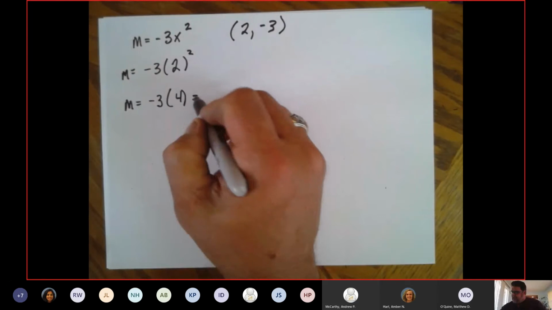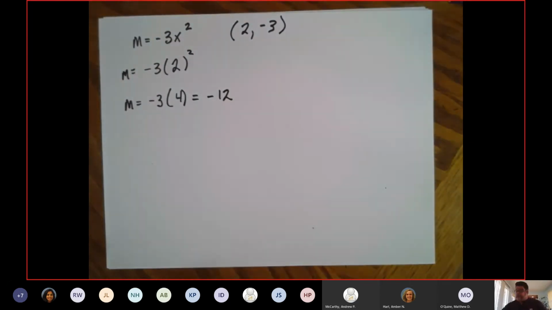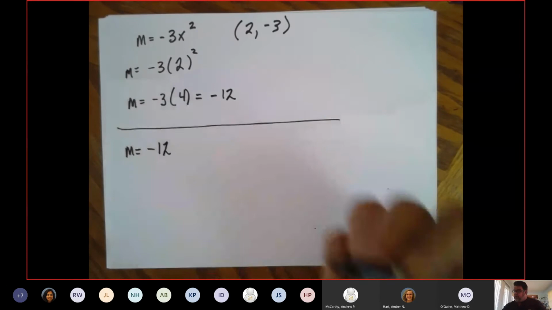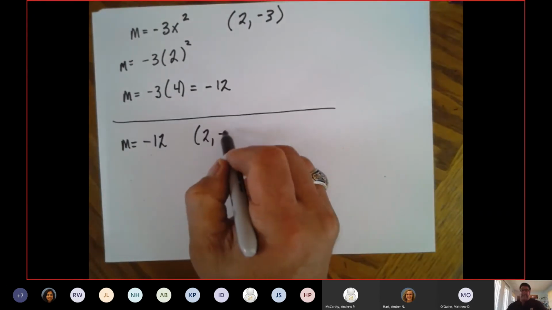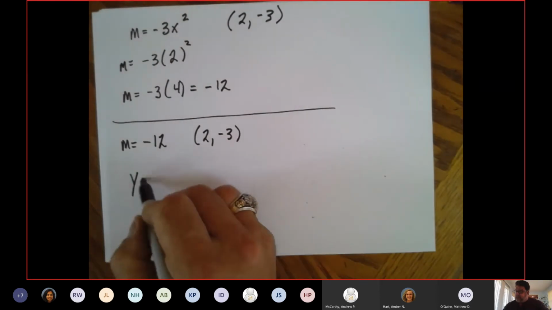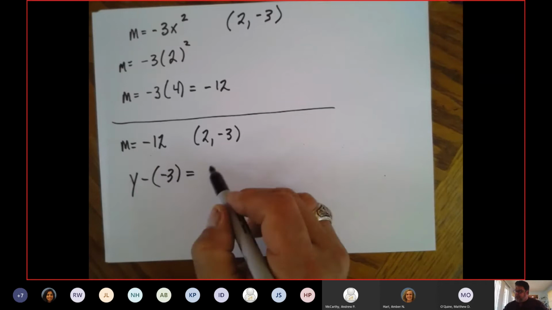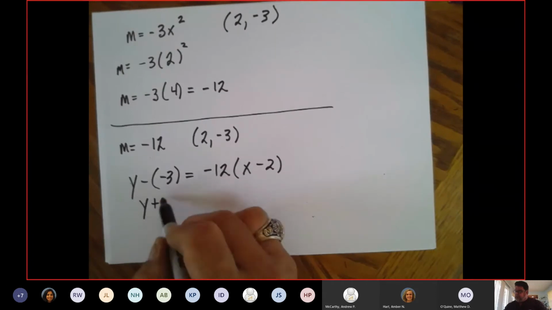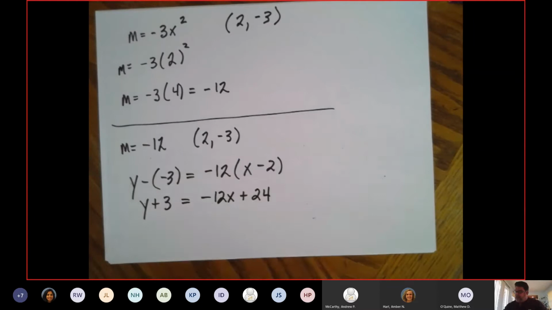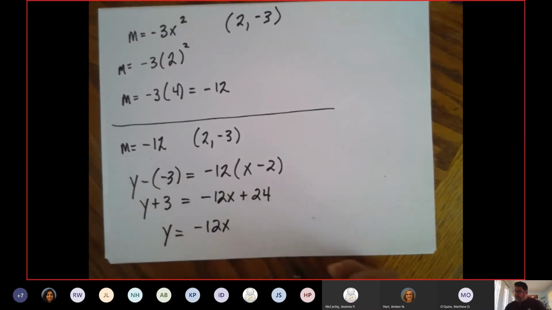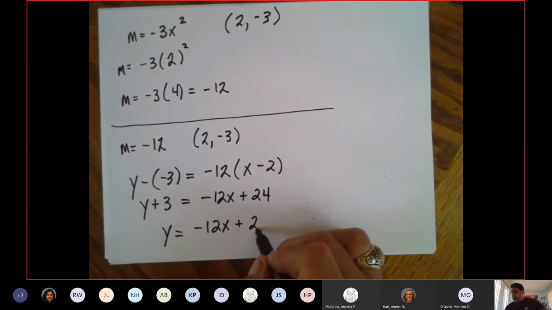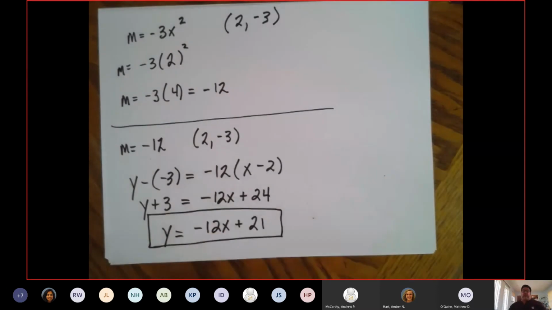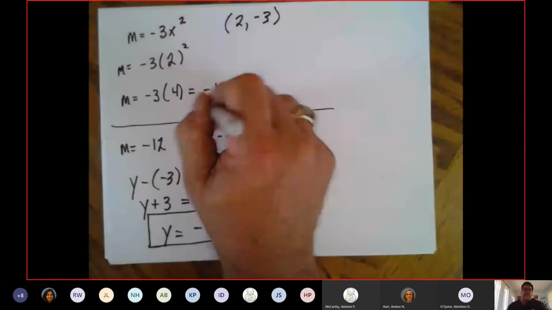4 equals -12. So our slope is -12. So now we go to part 3. Slope is equal to -12, and our point is 2, -3. Y minus -3 is equal to -12 times x minus 2. Y plus 3 is equal to -12x plus 24. Y is equal to -12x, what's 24 minus 3? And that is the equation of the line at 2, -3, using the slope that you found by using the definition of a derivative.